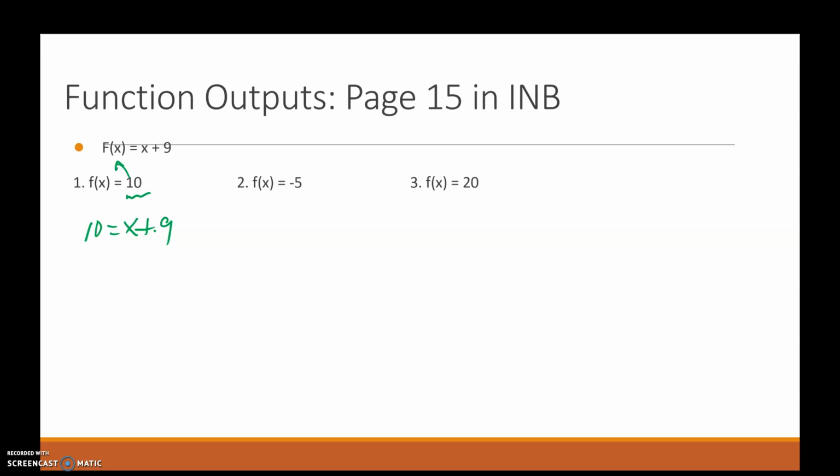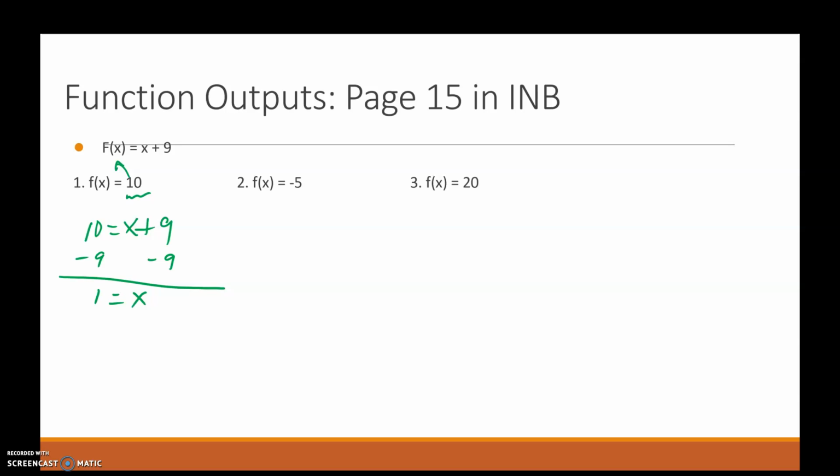So this is working backwards. What you're being asked is, what number can I add to 9 to get 10? I kind of hope you can see that it's 1. But if you can't, you just solve the equation and get 1 equals x. So if we were to have plugged 1 into the x, we would get 1 plus 9, which is 10.